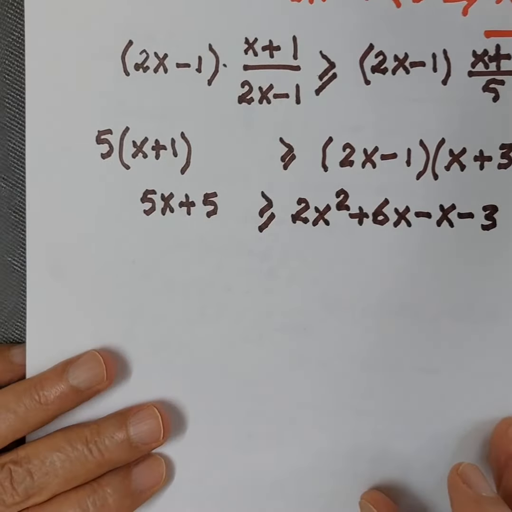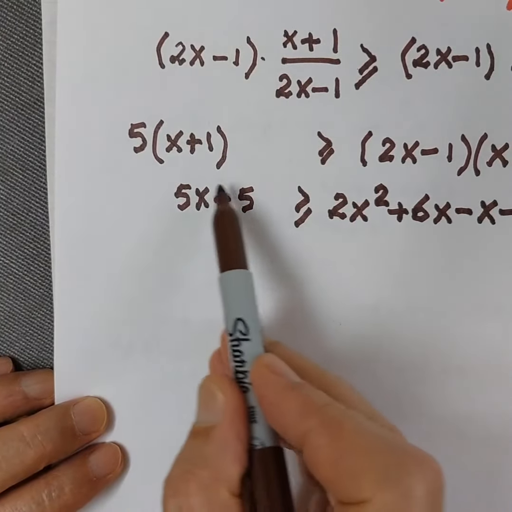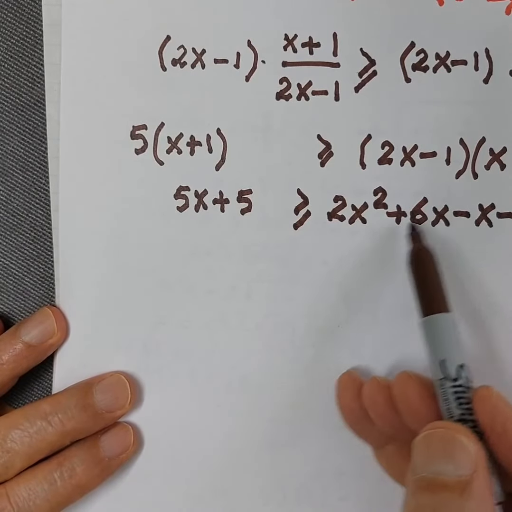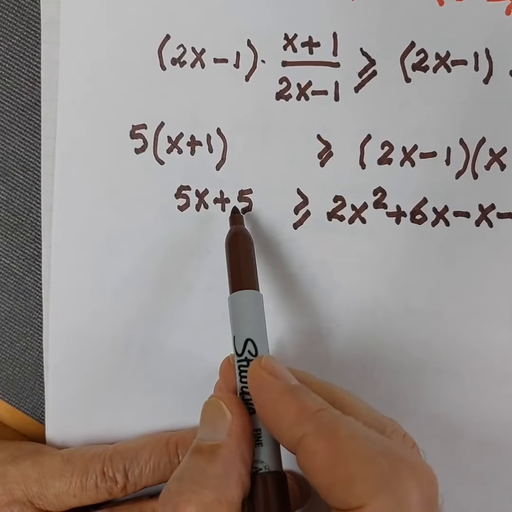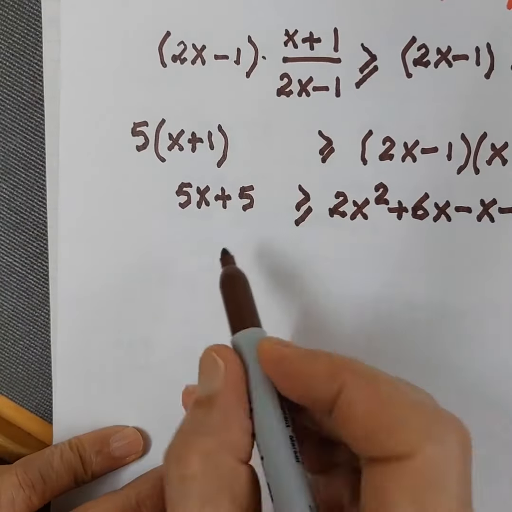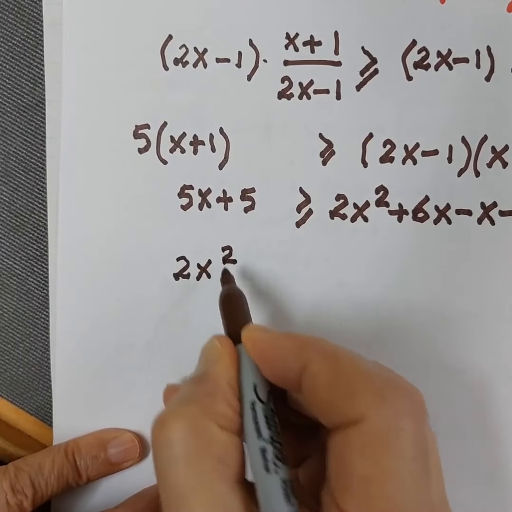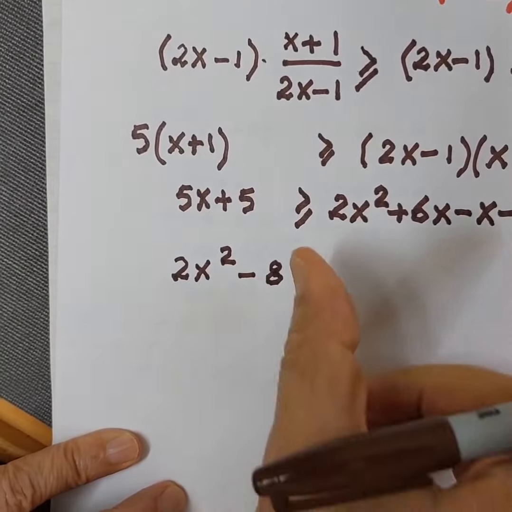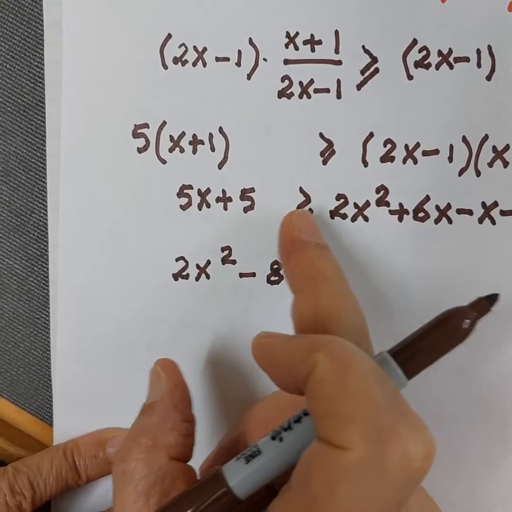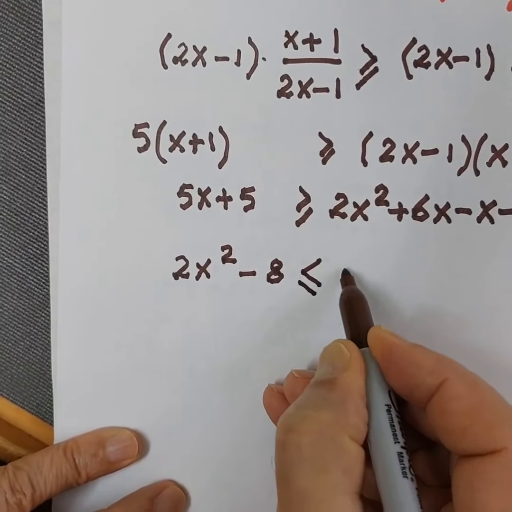After then we simplify this inequality by moving all the terms to one side. When we move those here, 5x will move in negative here, so it will be cancelled with these, and the number 5 will move here to negative 5, and the total will be negative 8. So the two terms remaining are 2x squared negative 8 on this side, and this side is 0. You see, this is less than or equal to 0, so we write less than or equal to 0.